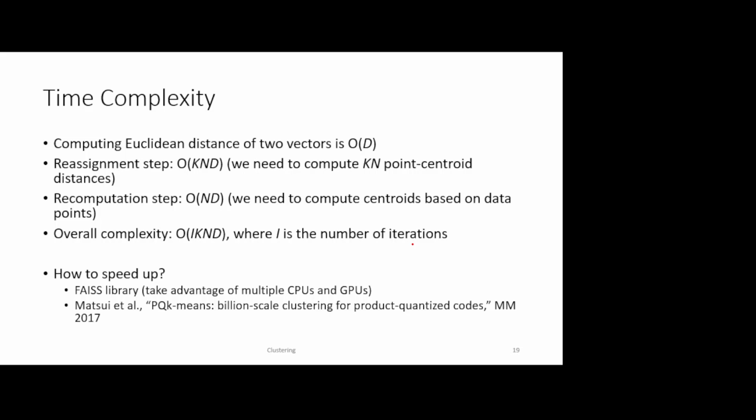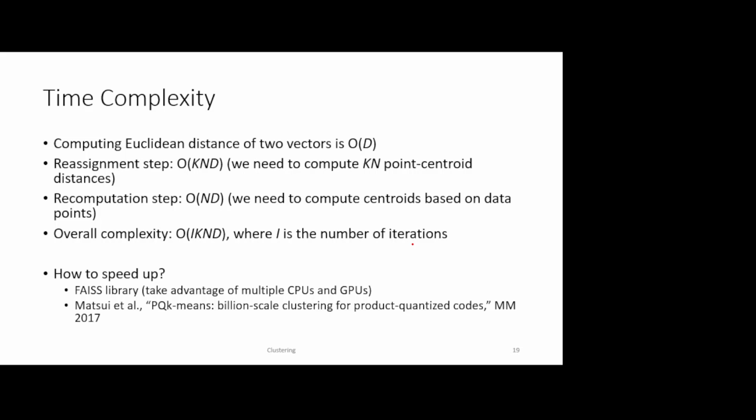And to do the computation, just average all the data to calculate the new centroids. So the time complexity is ND. Just combine the two together, so the KND dominates. The main computation cost is from the reassignment. And we will iterate I times. I is usually set to be 50, so you will repeat it 50 times. That gives the total time complexity for k-means.